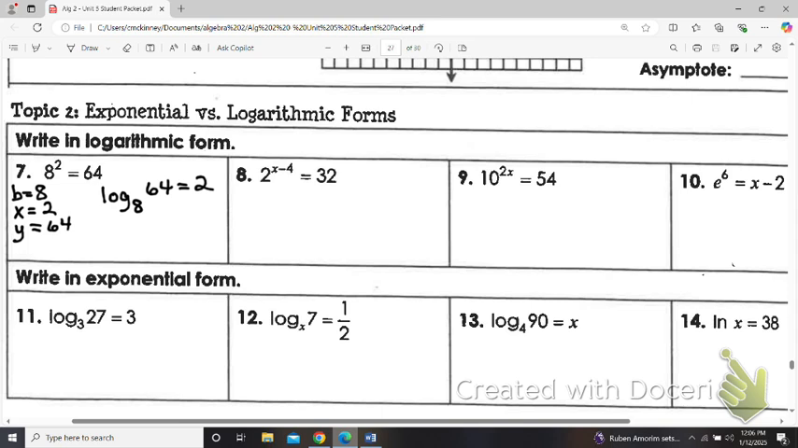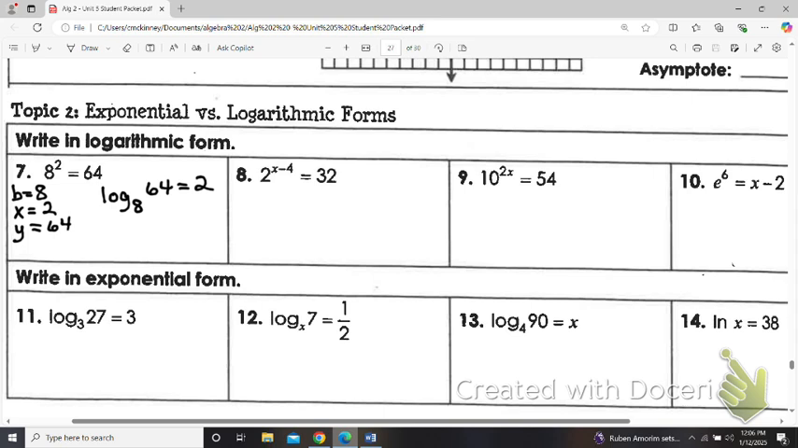So hopefully, just remember it is not so easy as just looking like 8 to the second equals 64. No, it's not that easy. These two kind of switch places, so to speak. And that's because logs and exponents are inverses of each other.